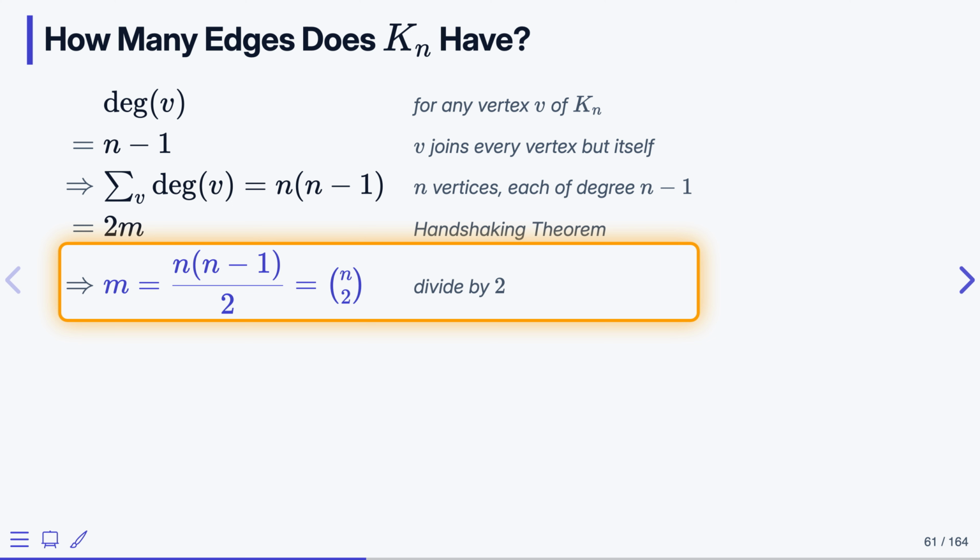That is also the binomial coefficient n choose 2, which makes sense because an edge is just a choice of two vertices. Try it on K4. 4 times 3 over 2 is 6 edges, and you can count 6 in the picture.